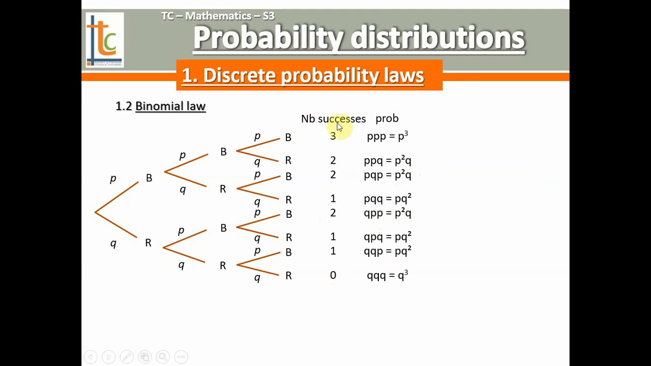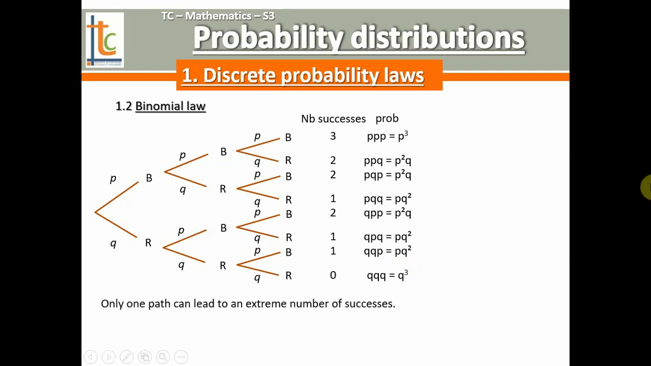Okay, the probability of x equals 3 is p cubed. The probability of x equals 2 is 3 times p squared times q. The probability of x equals 1 will be 3 times p times q squared, and the probability of x equals 0 will be q cubed.